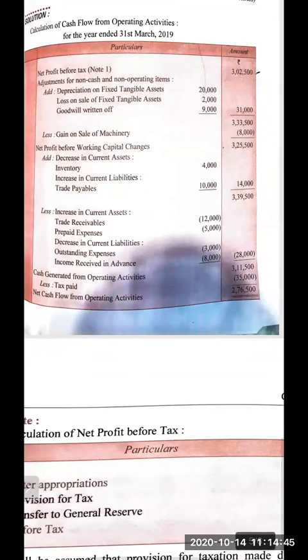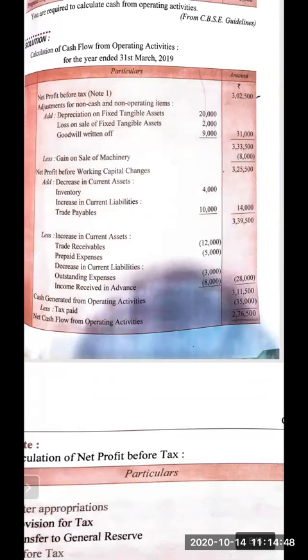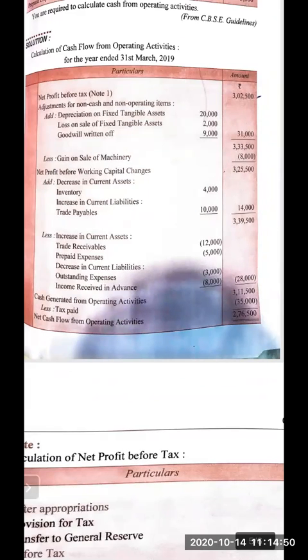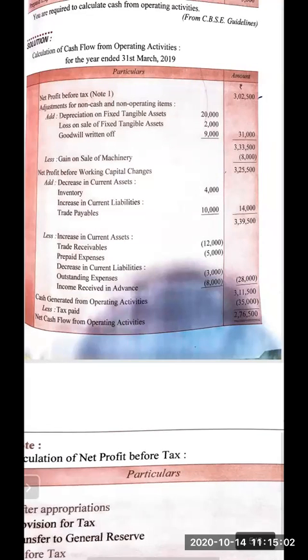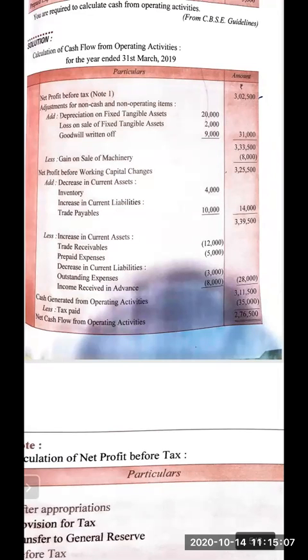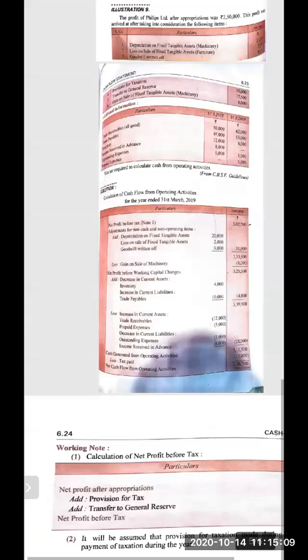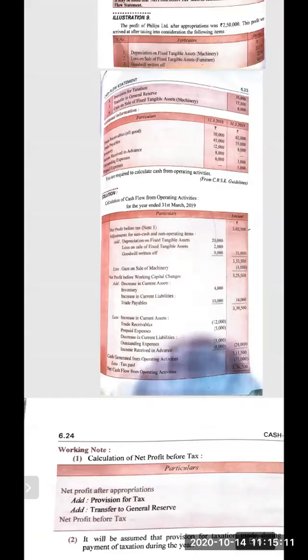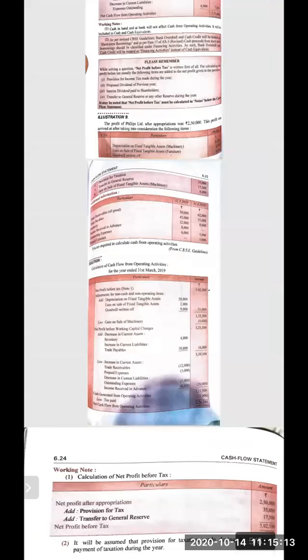In this way, a full-fledged question related to operating activity is to be done. This is not a full question on the cash flow statement, only a small part, that is the calculation of cash flow from operating activities, is treated in this case. See, here the net profit before tax is to be calculated. How is it to be calculated? It is given in the working note. You can see the net profit before tax.